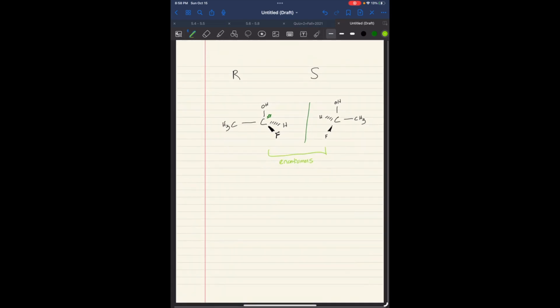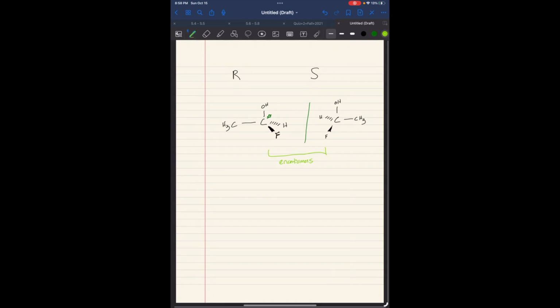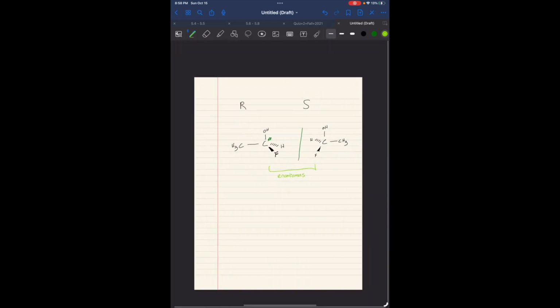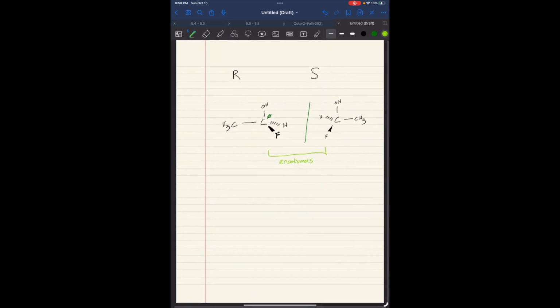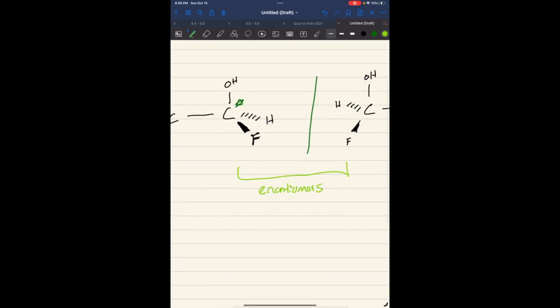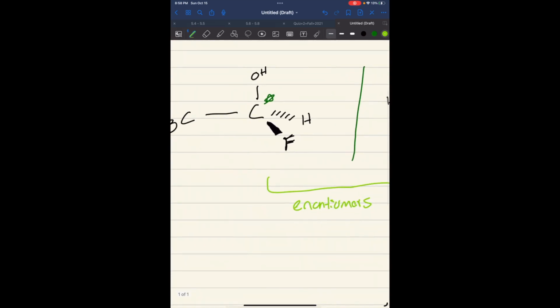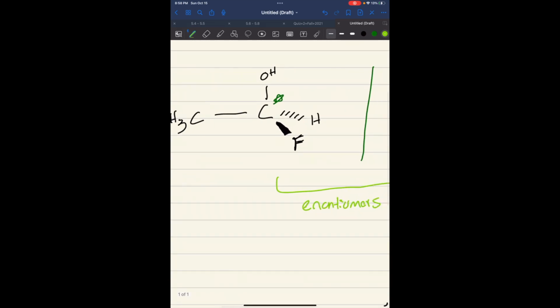So to take this a little bit further, we can also differentiate them by assigning R or S to them. To do that, we need to assign priorities to these 4 different groups connected to the carbon. The way to do that is taking it atom by atom. You don't want to assign priority just by looking at whether it's an OH group or a CH3. You want to go atom by atom, and by using your periodic table, you can determine which one has higher priority.